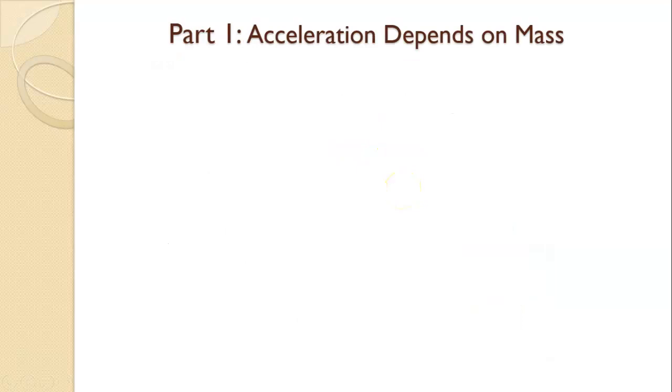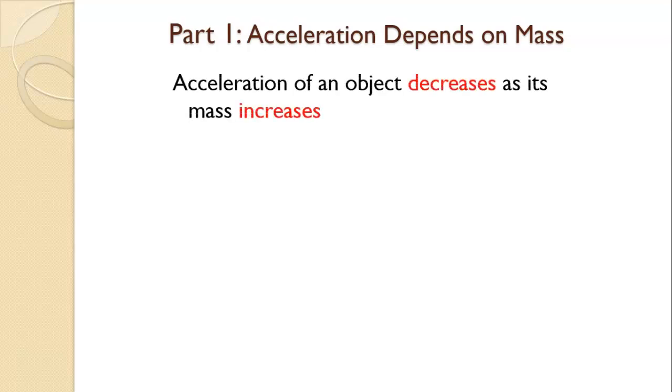All right, so let's take a look at this law. We're going to break it into two parts here. And we're going to start by taking a look at how acceleration is dependent upon the mass of an object. So the first thing we're going to say here is that the acceleration of an object decreases as the mass increases. So the more mass there is, the less acceleration there is going to be. Right now, we're assuming that the force stays the same the whole time.